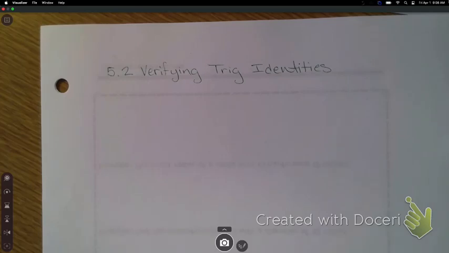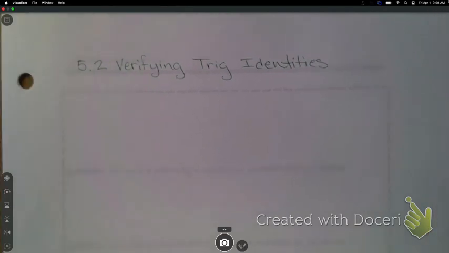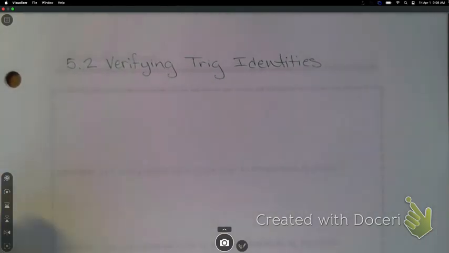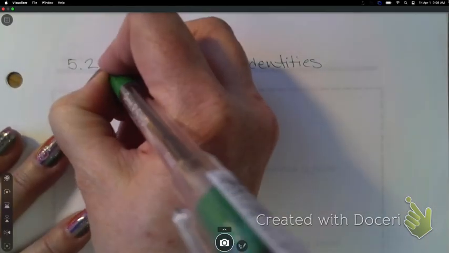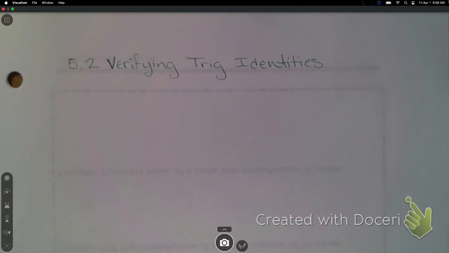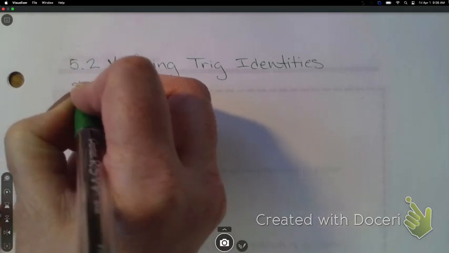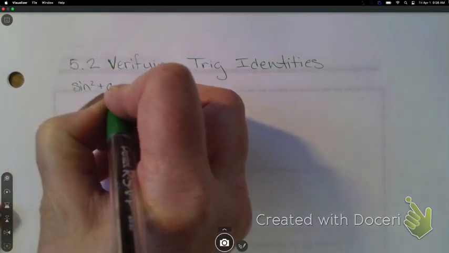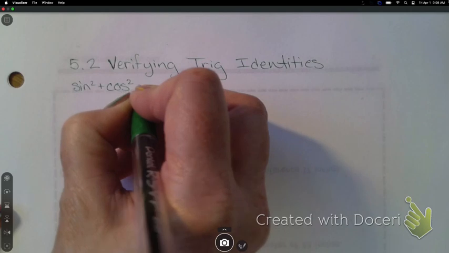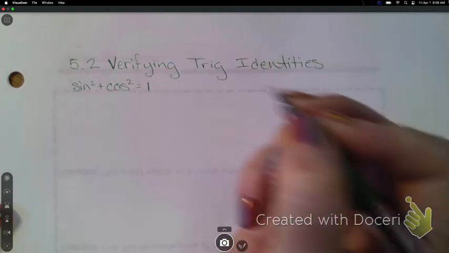Okay, 5.2, we're going to verify trig identities. You've been doing that. You've had all the skills the last 2 days. Your assignment was to get you used to using your trig identities. 1 over sine is cosecant. And the ones that you guys probably, hopefully, are starting to really come to know. Remember, sine squared plus cosine squared is 1.